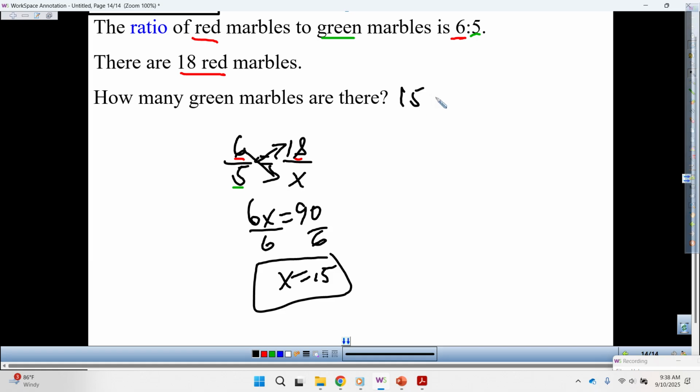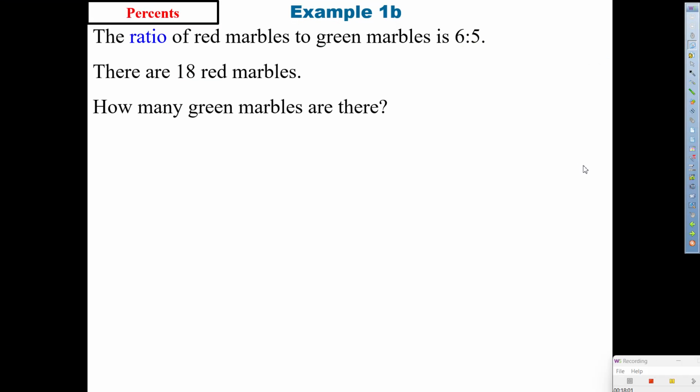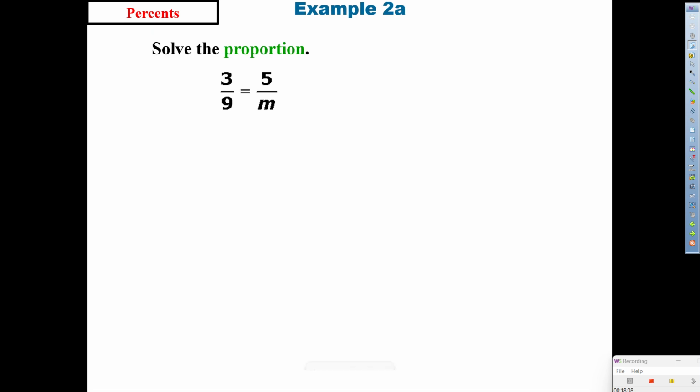From 1 to 5, how comfortable are you with these? Yeah, we got these, right? All right, so first one, done. Let's move on. Look up to the screen. Copy this one on your paper, please. Example 2a. This is going to go pretty fast, so stay focused. 3 over 9 equals 5 over m, and it says solve the proportion.